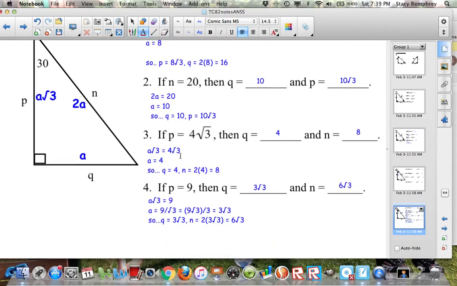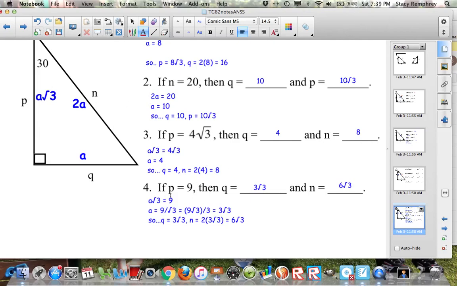In number 3, it says p equals 4 root 3. Well, p is over here with the a root 3 side. So if the a root 3 side equals 4 root 3, then when you divide both sides by the square root of 3, you'll get a equals 4. So that means q would be 4, and n would be double 4, so it would be 8.